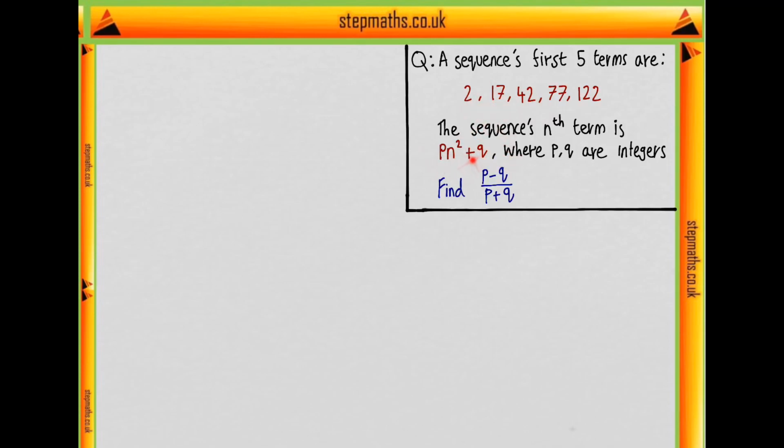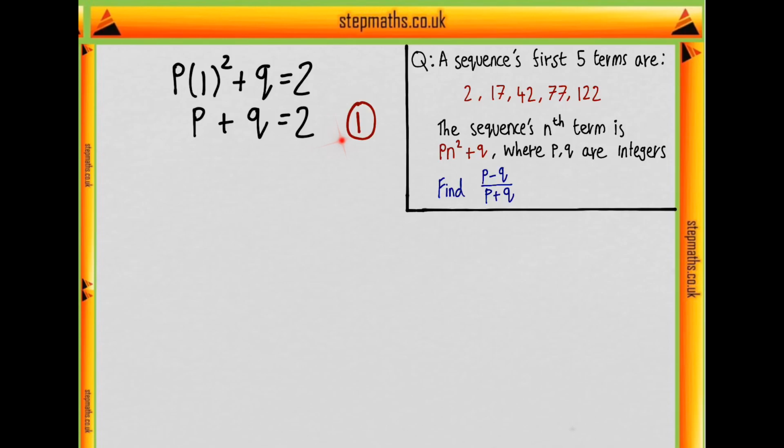So let's put in n equals 1 and see what happens. If we do that, we get p lots of 1 squared plus q is equal to 2. So we can write that a little bit better. We can just get rid of this 1 squared. So p plus q is equal to 2. And let's call that equation 1. Because as you may have guessed, we're going to get simultaneous equations here.